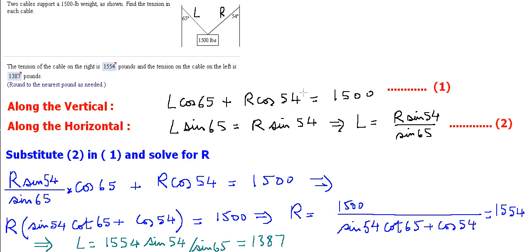Or you can say just minus 1500, since you know the positive direction is upward, and then you can move the 1500 to the right and make it positive. So that would be my first equation.